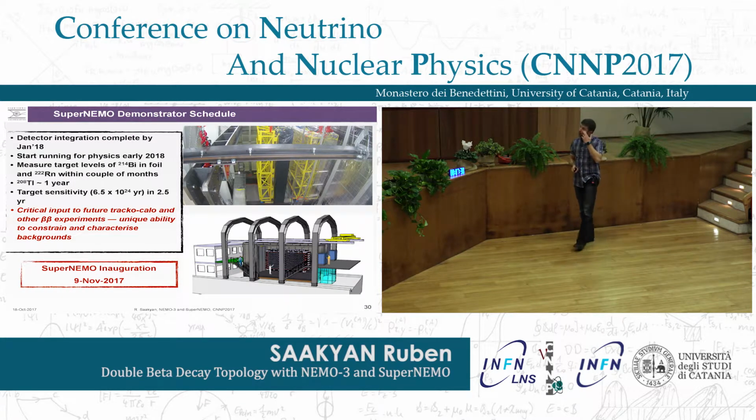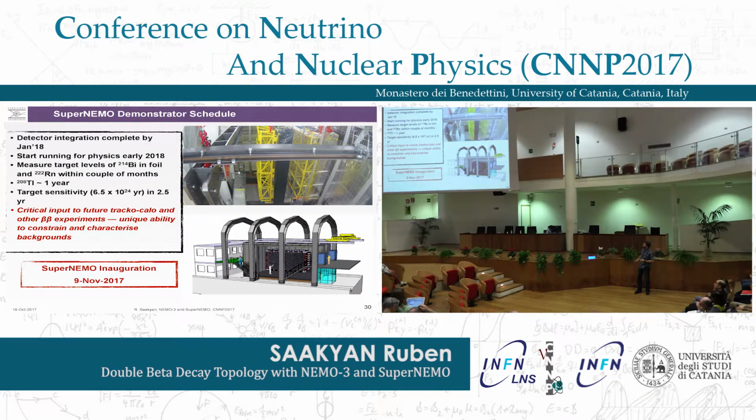So the current status is that the detector integration is happening almost as we speak, and it will be complete by January. We actually wanted to do it before Christmas, but we don't want to rush it before the Christmas break, and we start running for physics in early 2018. Our simulations show that it will take only a couple of months, probably less, to measure the bismuth in the foil and the radon at the required level. It will take a little longer to measure the thallium-208, about a year. And the target sensitivity will be reached in 2.5 years of physics running.